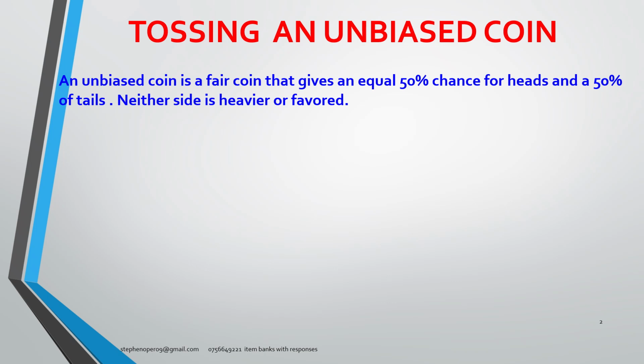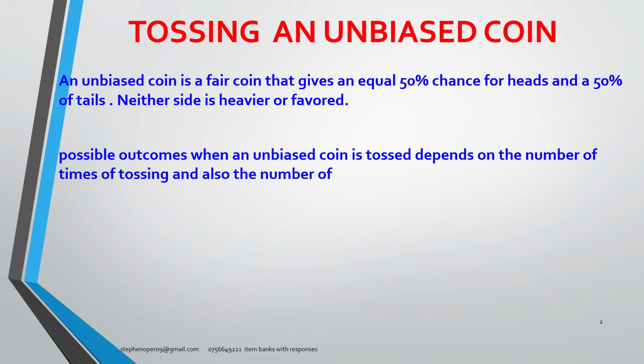So in this tossing, I will look at tossing a coin, tossing two coins, then tossing a coin respecting the number of times. Then I will look at tossing a coin with a die, and finally tossing two dice. So we look at sample space. That is where they generate the probabilities depending on the desire of the setter. So the possible outcomes when an unbiased coin is tossed depend on the number of times of tossing and also the number of coins tossed together.